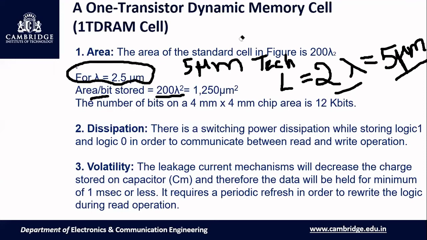Got it? So you can substitute lambda is equal to 2.5 micrometer. 200 into 2.5 micrometer square, you'll get 200 into 6.25 micrometer square, that is nothing but 1250 micrometer square. So this much area is required to store one bit of information.